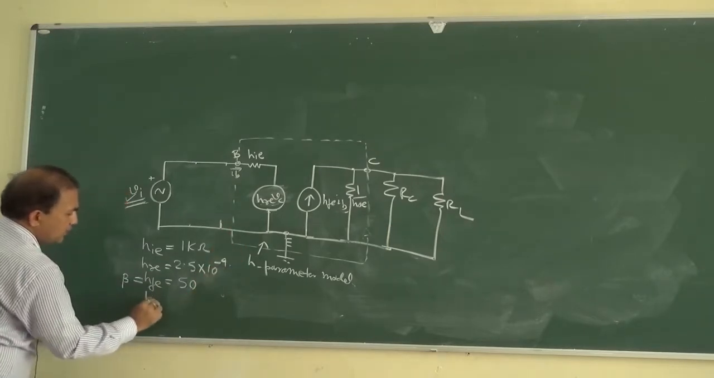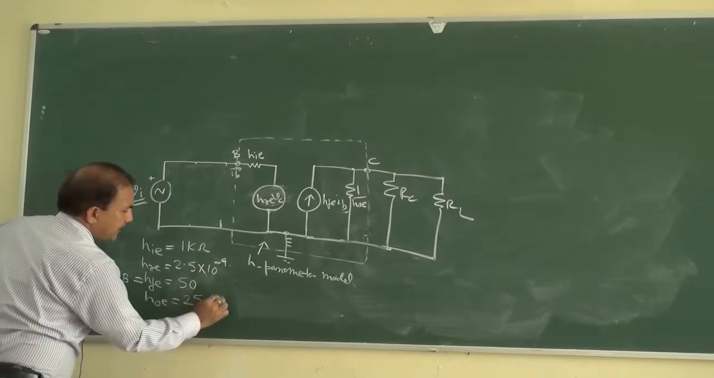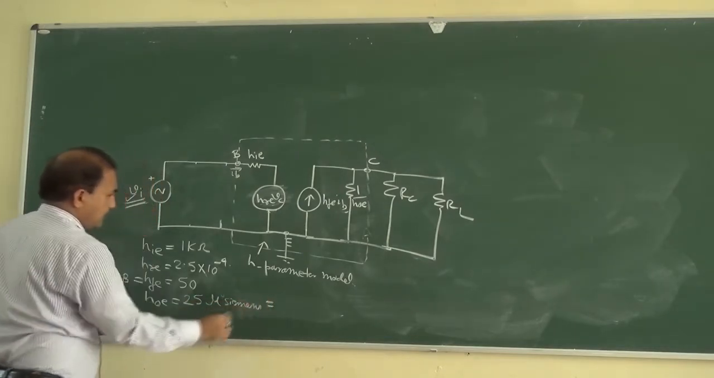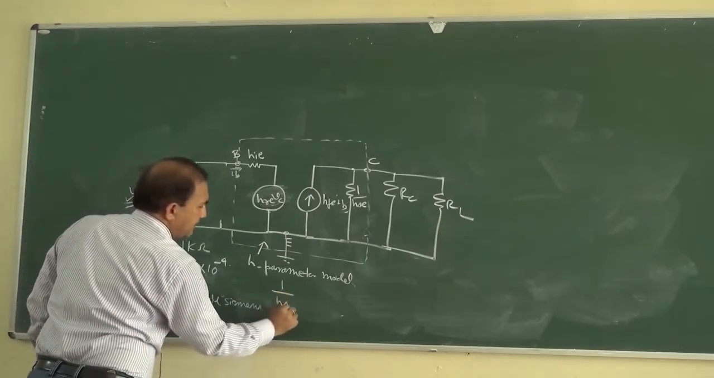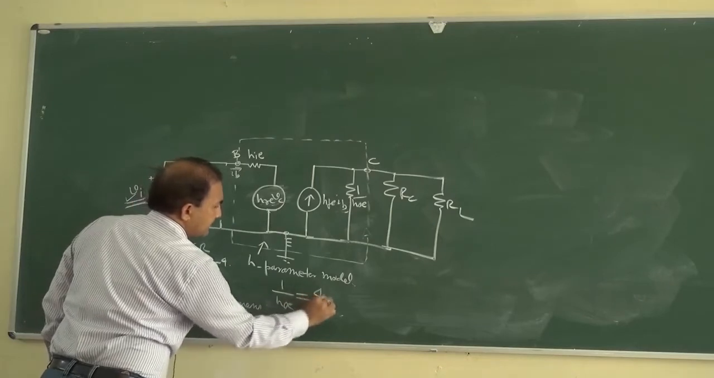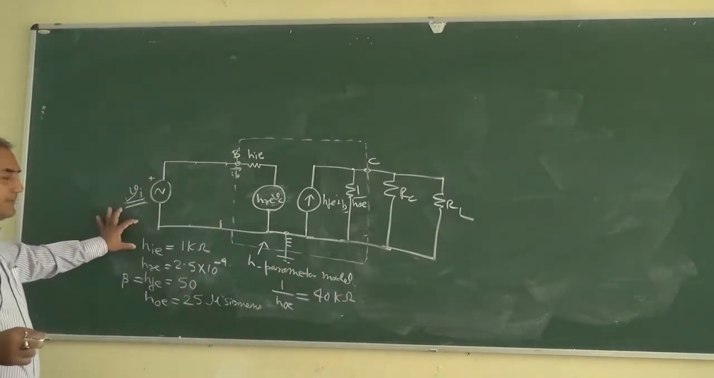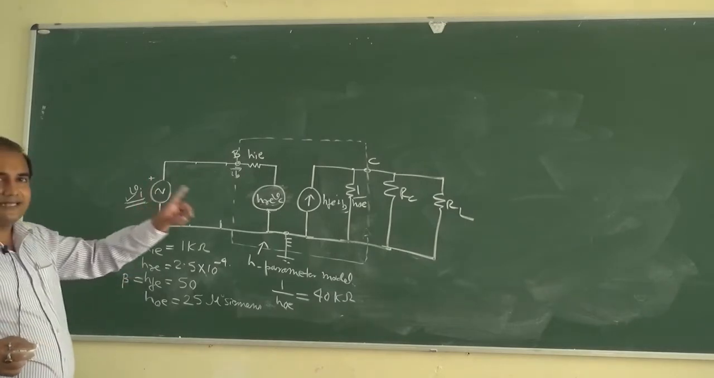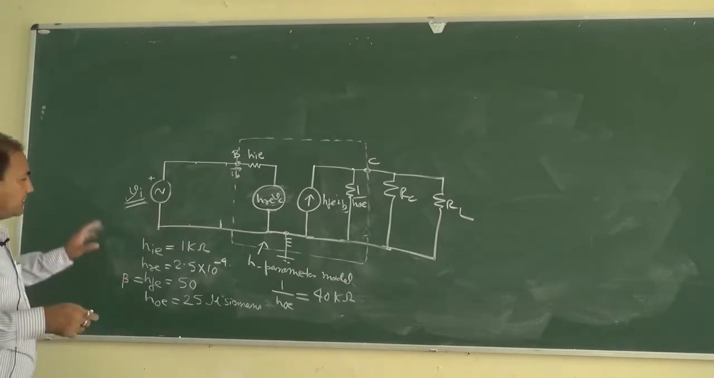And HOE is equal to 25 microsiemens. So 1 by HOE is approximately 40 kilo ohm. So these are the typical values of hybrid parameters in BJT, which is in common emitter mode configuration, okay.